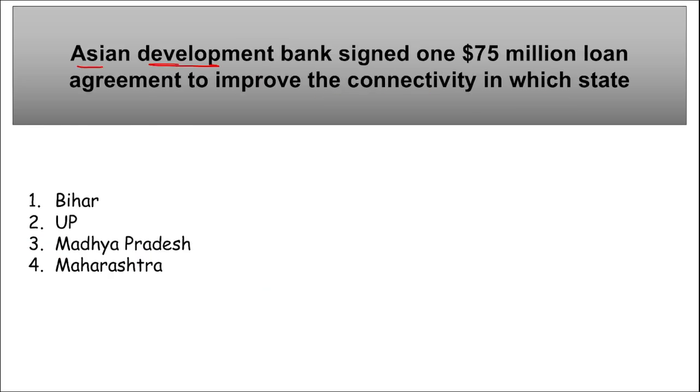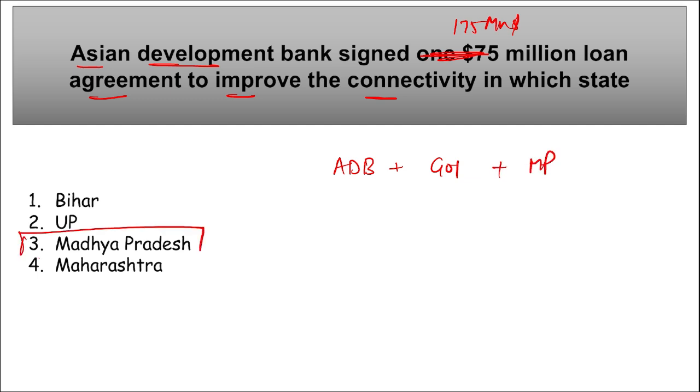Next is Asian Development Bank. They have signed a $175 million loan agreement to improve connectivity in which state? So it was Asian Development Bank along with Government of India, and along with which state did they sign to improve the connectivity? So it is Madhya Pradesh. Asian Development Bank along with Government of India and Madhya Pradesh together signed an agreement worth $175 million, and it is to enhance the connectivity of the state's road network across the 14 districts of Madhya Pradesh.